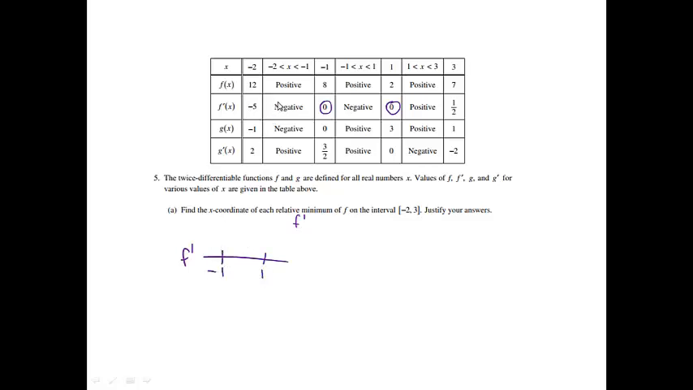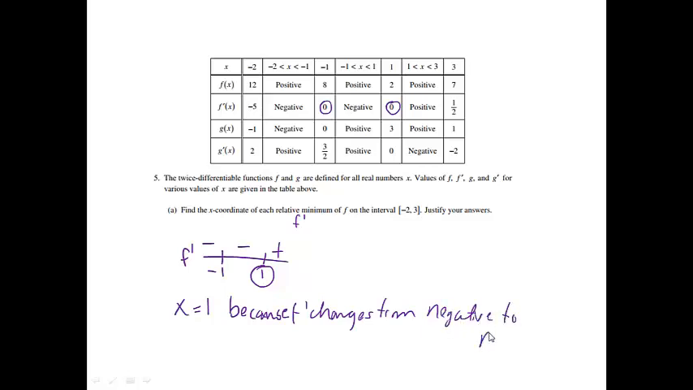Okay, before -1, it tells me that f prime is negative. Between -1 and 1, it tells me that f prime is negative. And after 1, it tells me that f prime is positive. So if I'm looking for a relative minimum, it's going to be happening at x equals 1. And that will be because f prime changes from negative to positive. Okay, that part will be worth 1 point. You have to have the answer and the justification to earn your point.